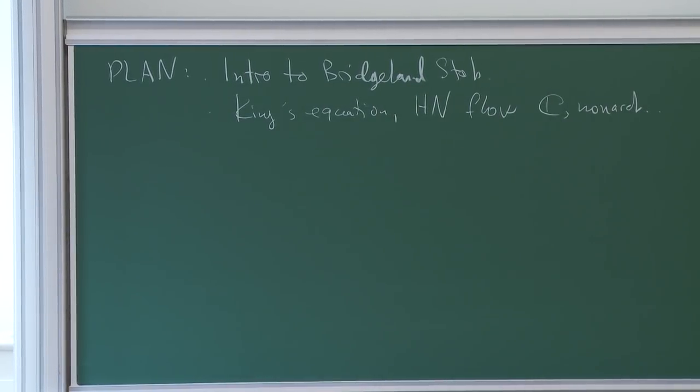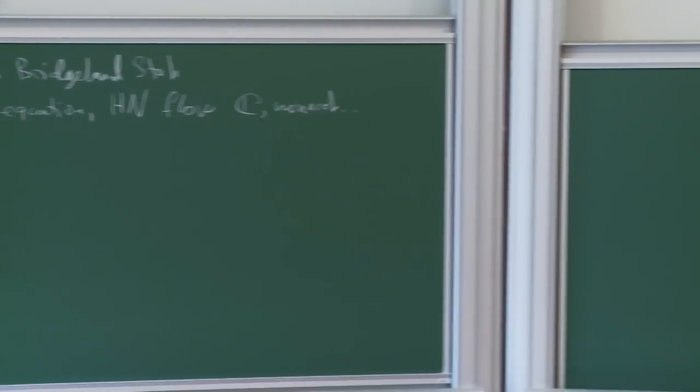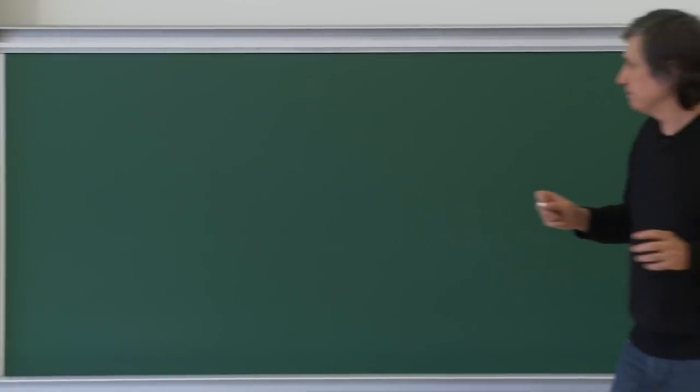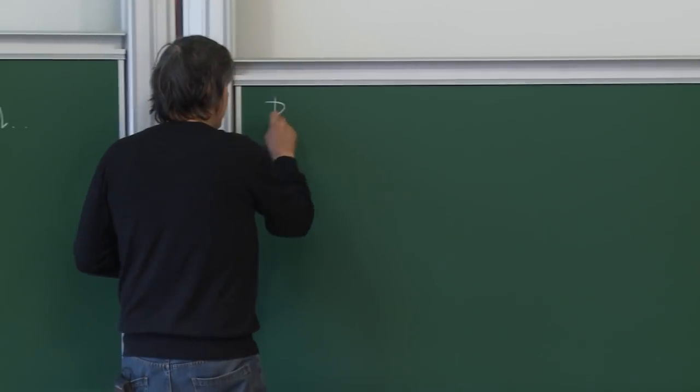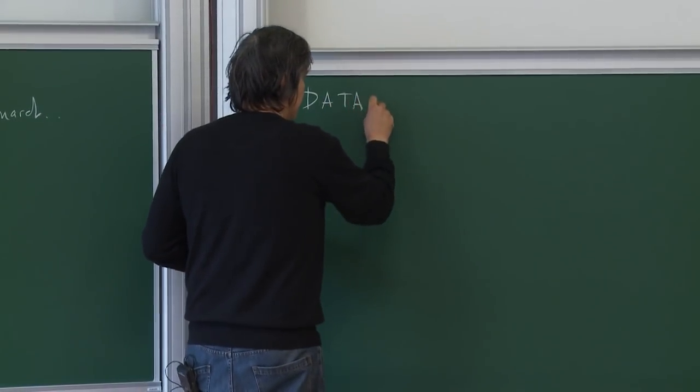This definition of Bridgeland stability is a bit intimidating. If you don't know it, you can just sleep for a while. But for those who don't know it, the definition is intimidating, and it's better to start with an example. The basic example to keep in mind is the following. You start with the following data.